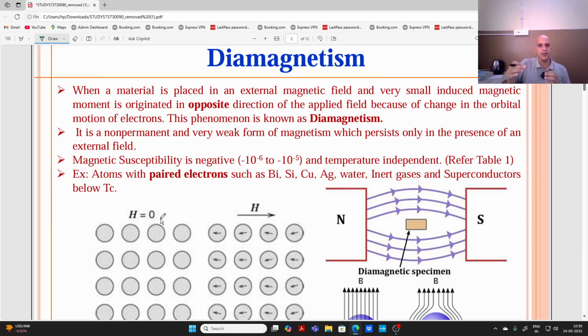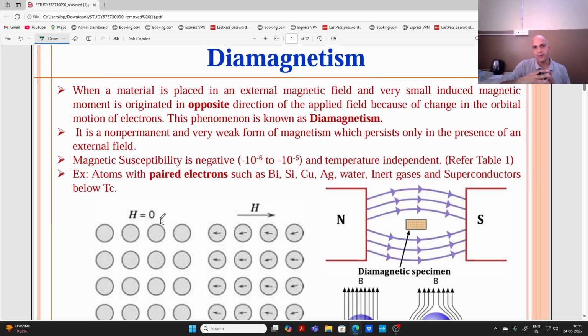Diamagnetism is the phenomenon due to which, when a material is placed in an external magnetic field, it gets weakly repelled, because it gets magnetized in a direction opposite to the direction of the applied magnetic field. You can see here, it means in this case the induced magnetic dipole moment is in a direction opposite to the applied magnetic field. That's why it is getting weakly repelled, right?